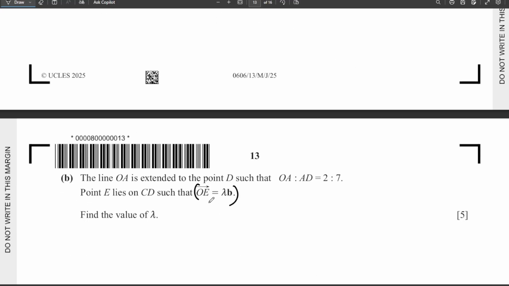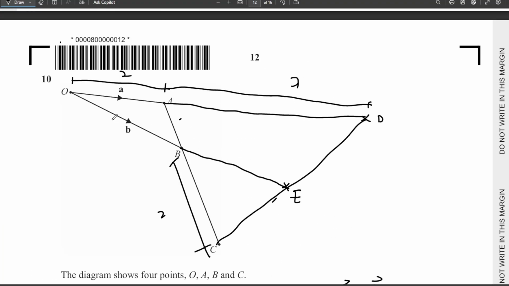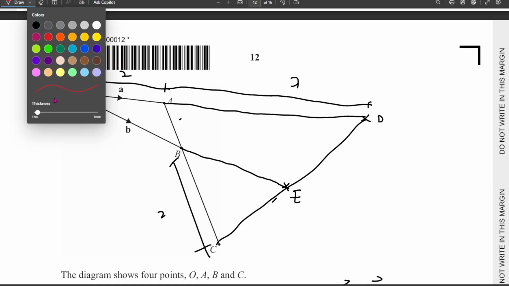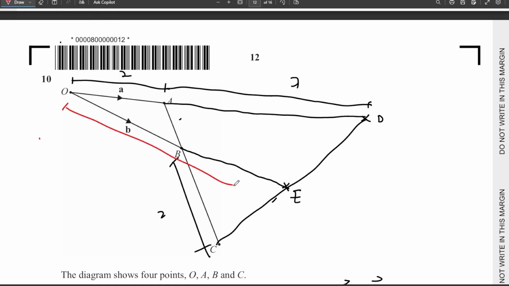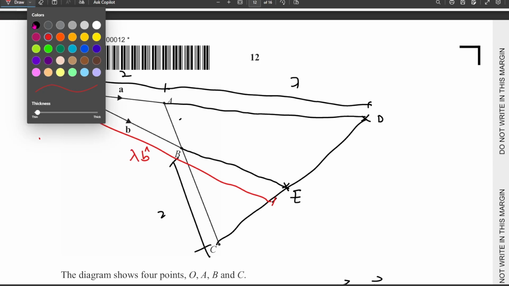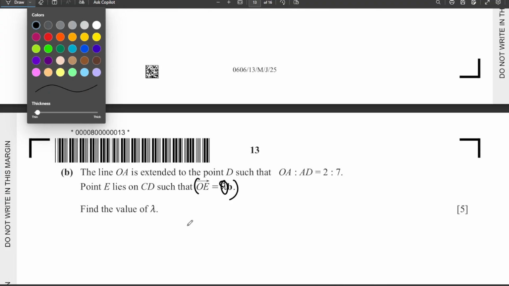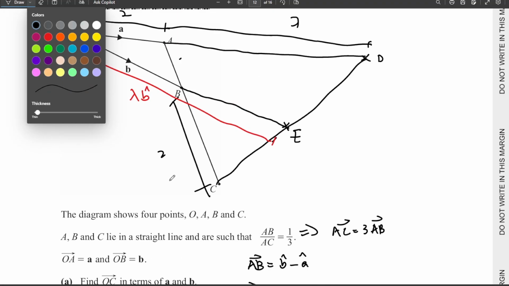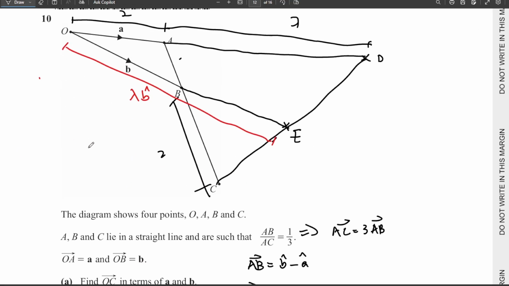Why do we know this? OE is a scalar multiple of B, meaning it follows the same direction as the vector B. So it just makes this line longer. So this whole thing, OE, maybe I use red, is a lambda of B. It's a multiple of B. What we want to find is lambda. So let's try and find the expression of OE first that we can deal with.